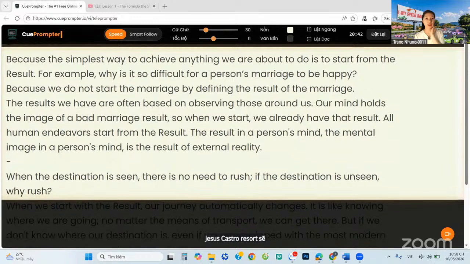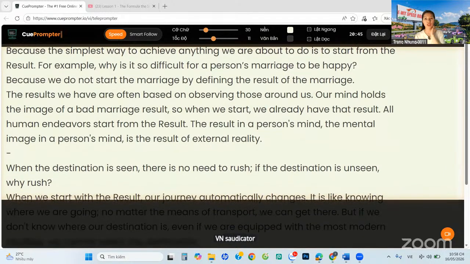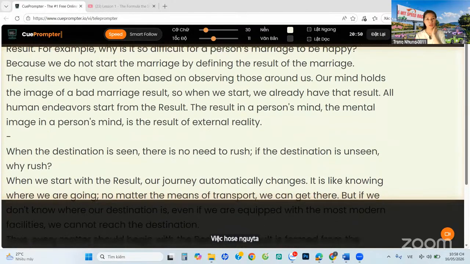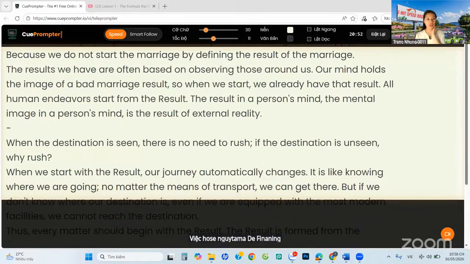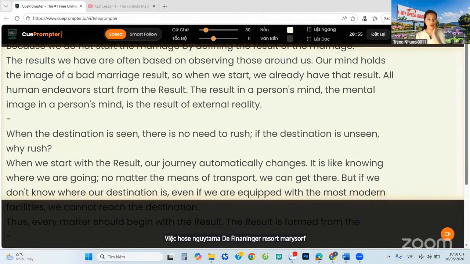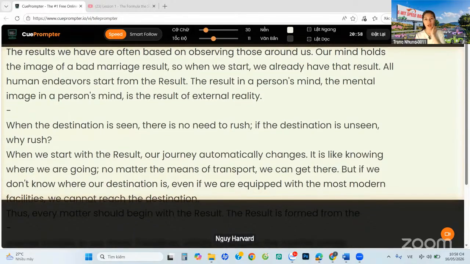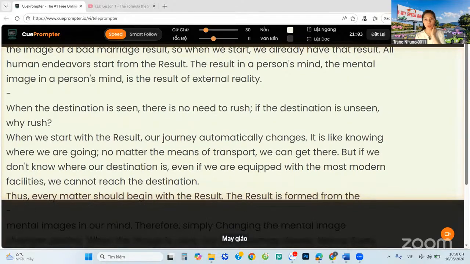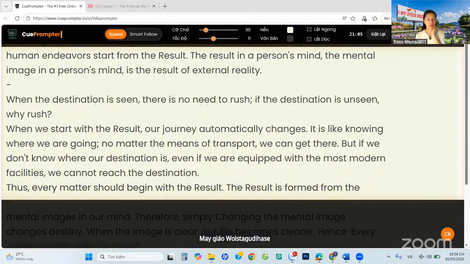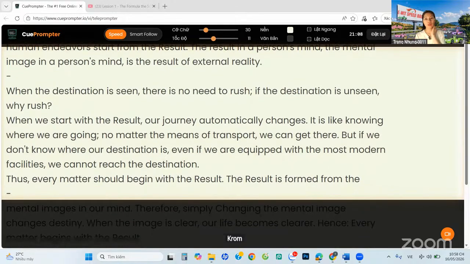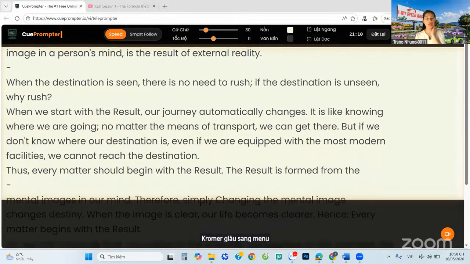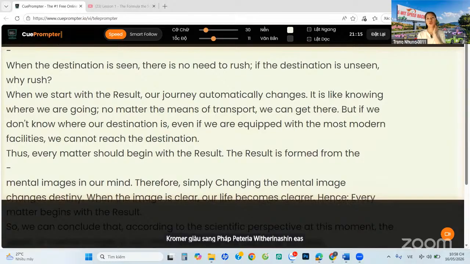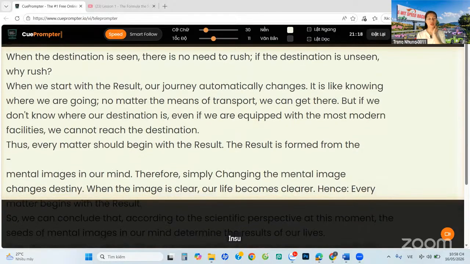For example, why is it so difficult for a person's marriage to be happy? Because we do not start the marriage by defining the results of the marriage. Instead we carry in our minds the image of bad marriage results. Human endeavors should start from the results, because a person's mind is the result of external reality. When the destination is seen, there is no need to rush. If the destination is unseen, why rush?